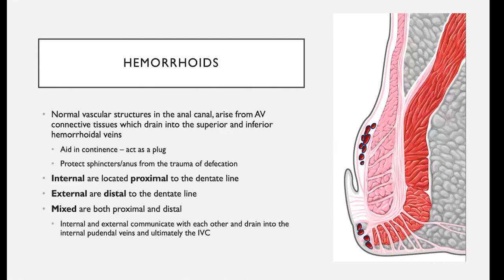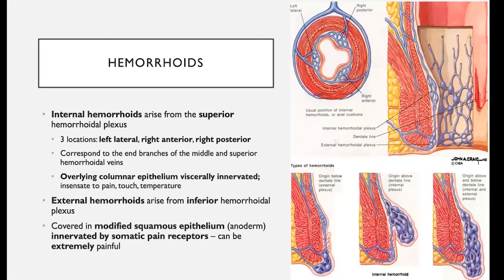Internal hemorrhoids are located proximal to the dentate line, whereas external are distal to the dentate line. And you can have a mixed picture as well, extending from both proximal and distal. Internal hemorrhoids arise from the superior hemorrhoidal plexus. There's 3 areas. There's the left lateral plexus, right anterior, and right posterior plexus. So these would be the areas you can look for to see if they have internal hemorrhoids.